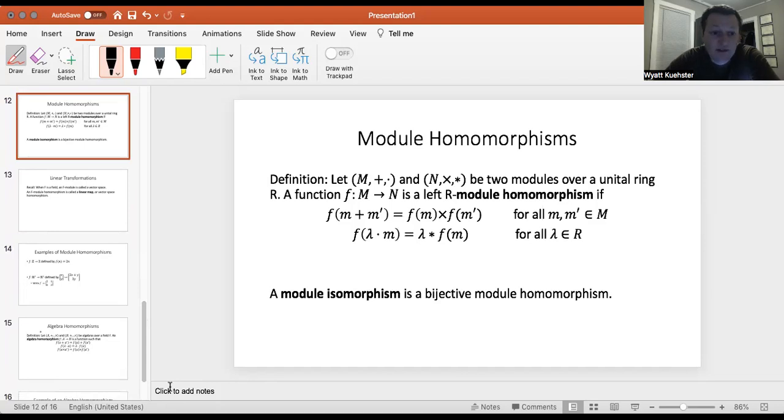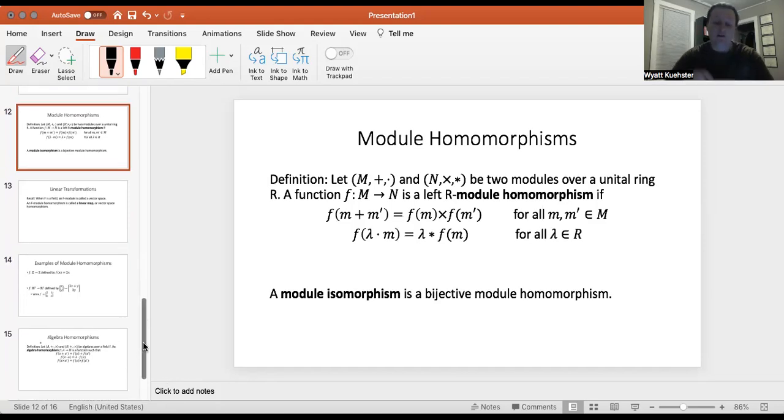But let's move on to module homomorphisms. Okay, so remember, modules were an algebraic structure that lies over a ring. If you have a ring R, usually we'll have a unital ring R. Then we have R-modules.